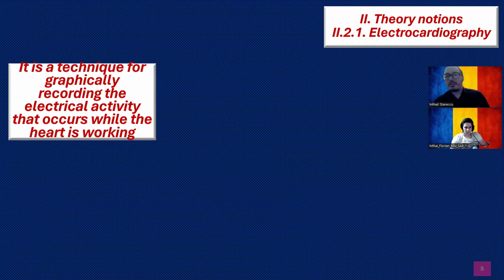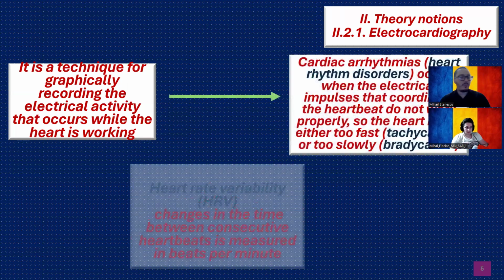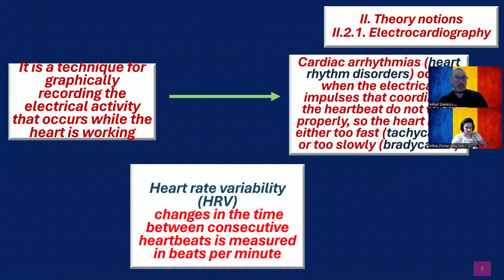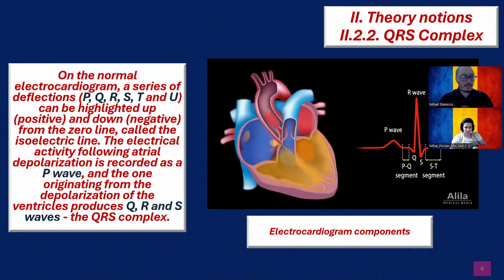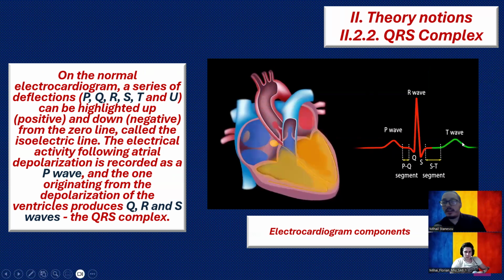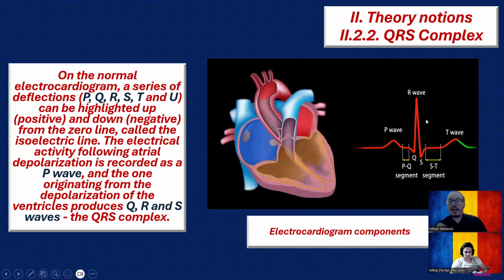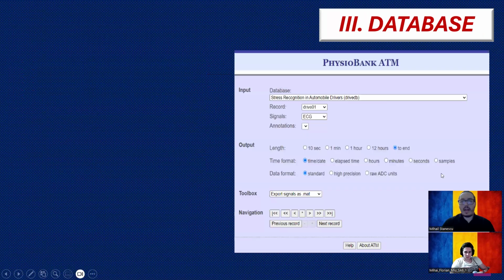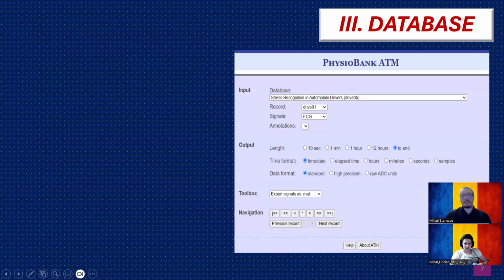Also, about the theory notions. First of all, we are talking about electrocardiography, which is a technique for graphically recording the electrical activity that occurs while the heart is working, and also about heart rate variability, which is like a frequency, but about the heart. Another important notion for today is the QRS complex, as you can see in this diagram, about cardiac waves like P, T, and also the triangle Q, R, and S. And now, please, my colleague will introduce the database.